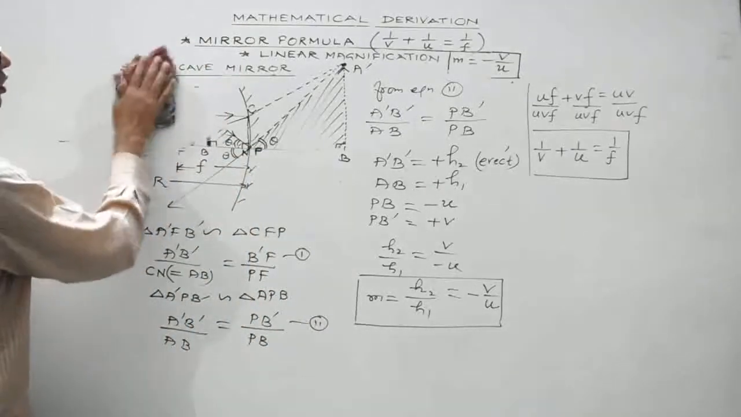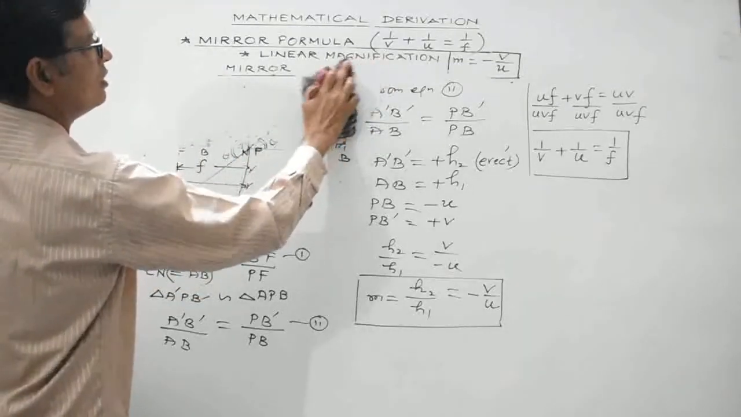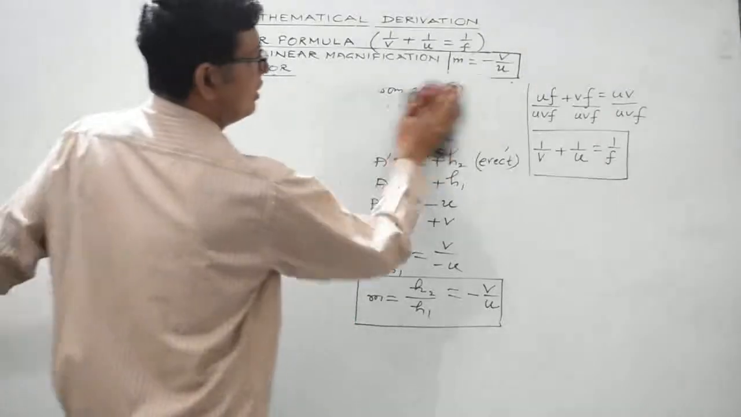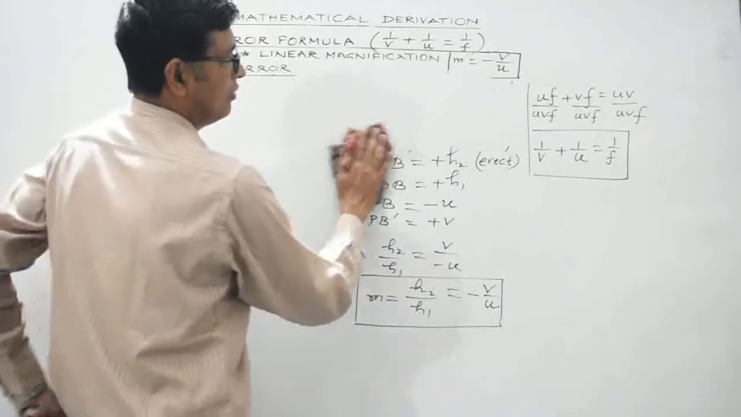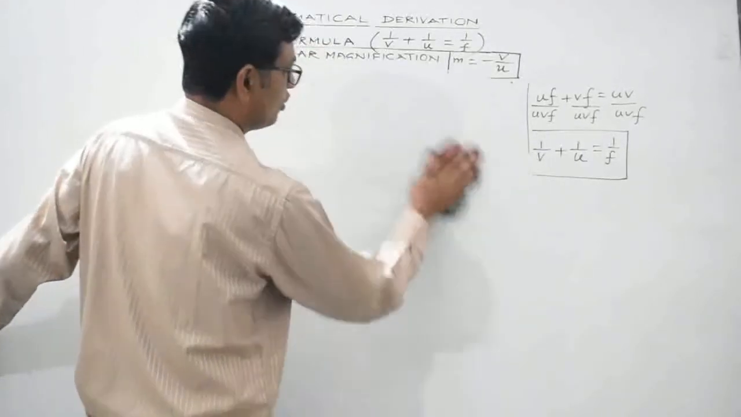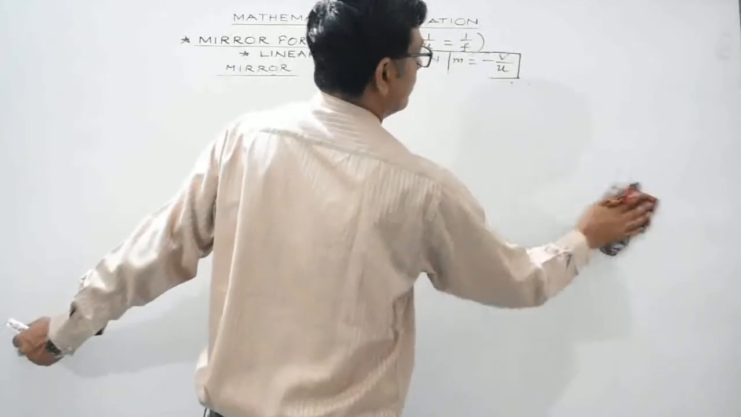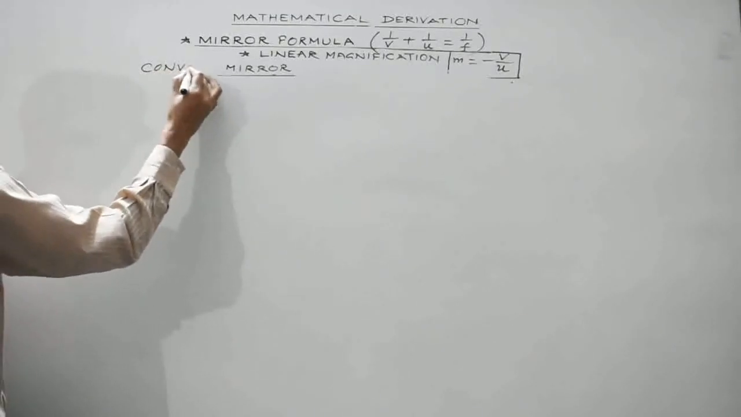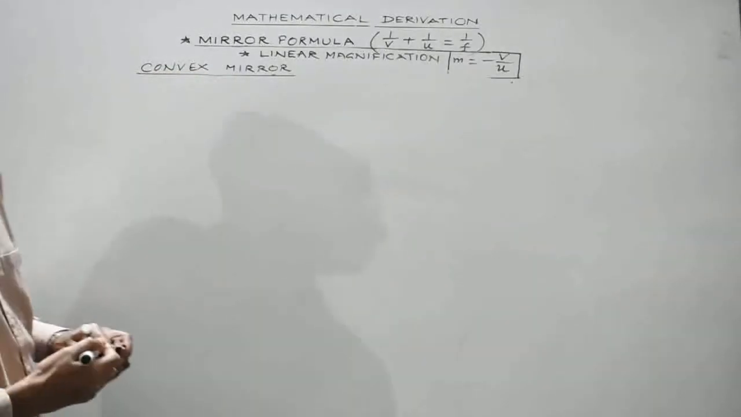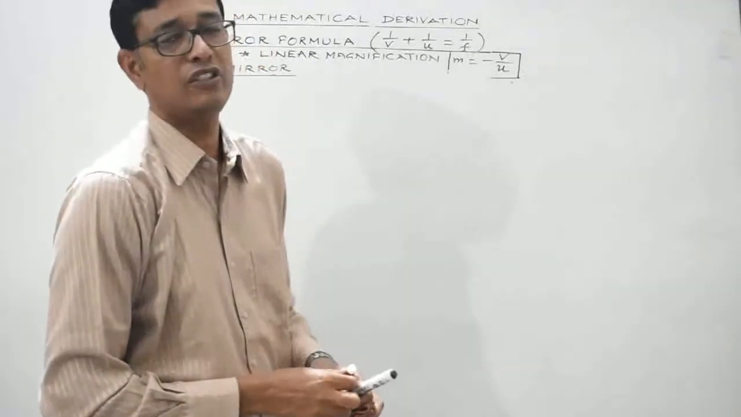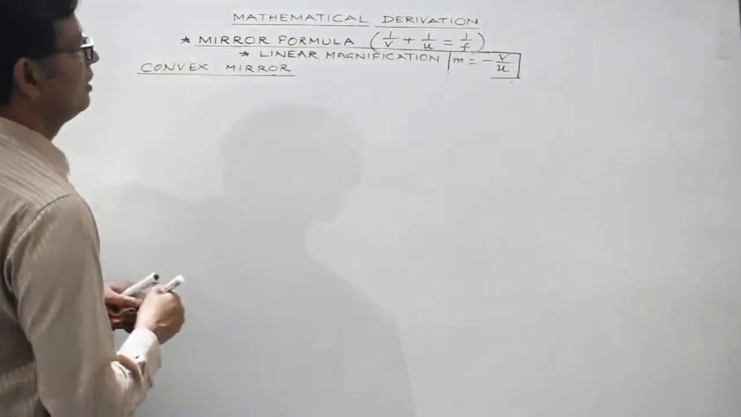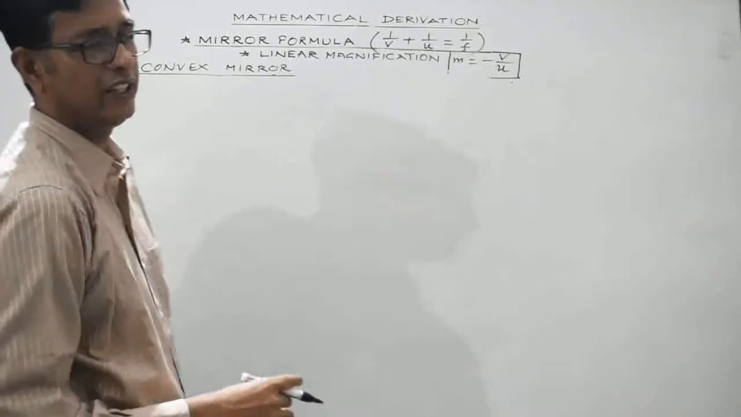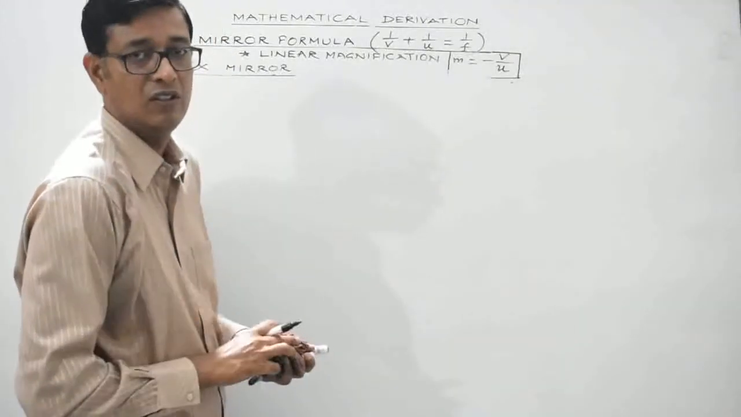Now look, in the case of a convex mirror also, the same formula holds valid. I've told you the mirror formula and the formula for the linear magnification; whether the mirror is concave or convex, the formula remains the same. And for a convex mirror, the nature of the image is always virtual, erect and diminished in size, right? So let's verify the mirror formula for the convex mirror. This is case 3.